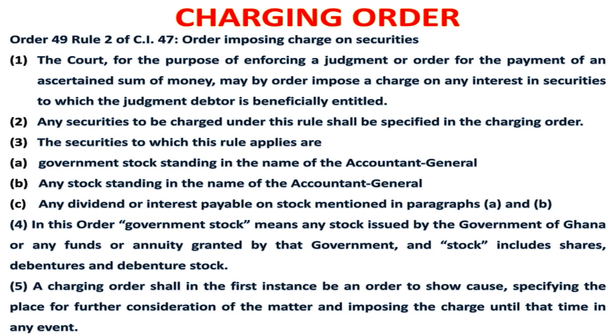Order 49 Rule 2, Sub Rule 2. Any securities to be charged under this rule shall be specified in the charging order. Rule 3. The securities to which this rule applies are: A. Government stock standing in the name of the Accountant General. B. Any stock standing in the name of the Accountant General. C. Any dividend or interest payable on stock mentioned in paragraphs A and B.